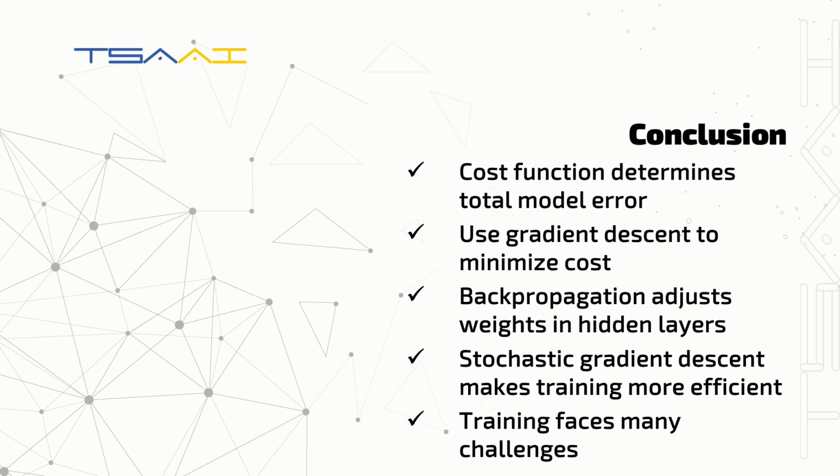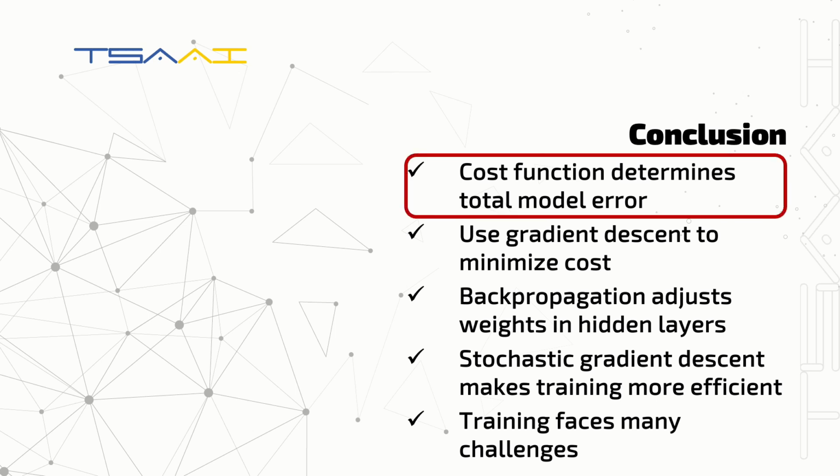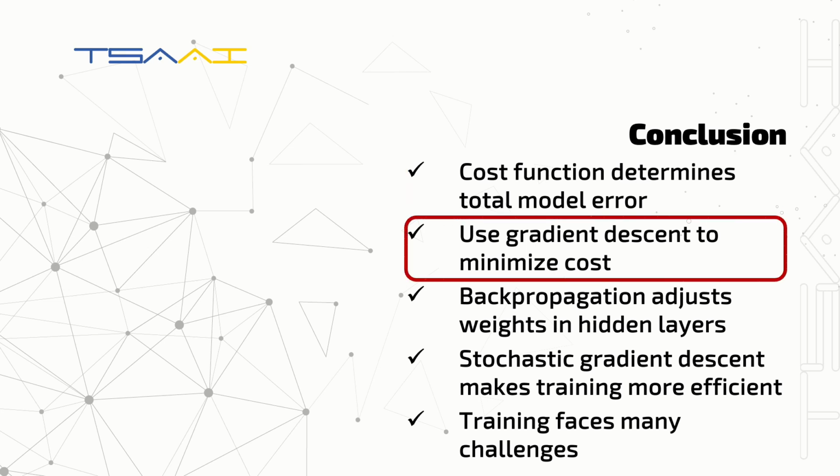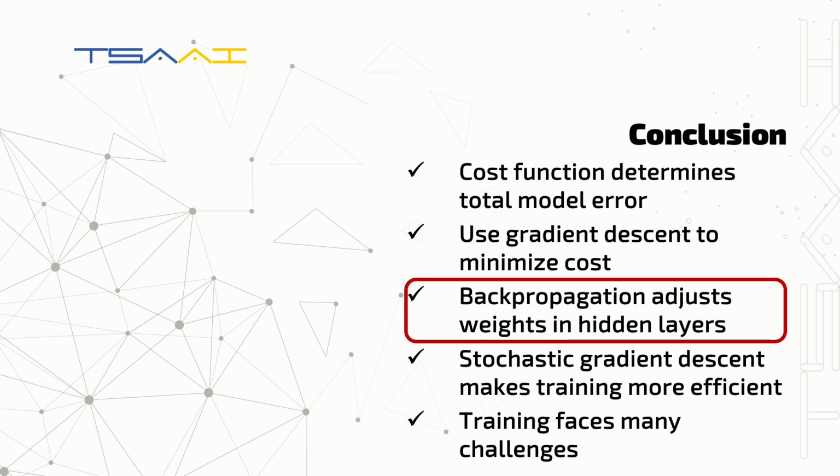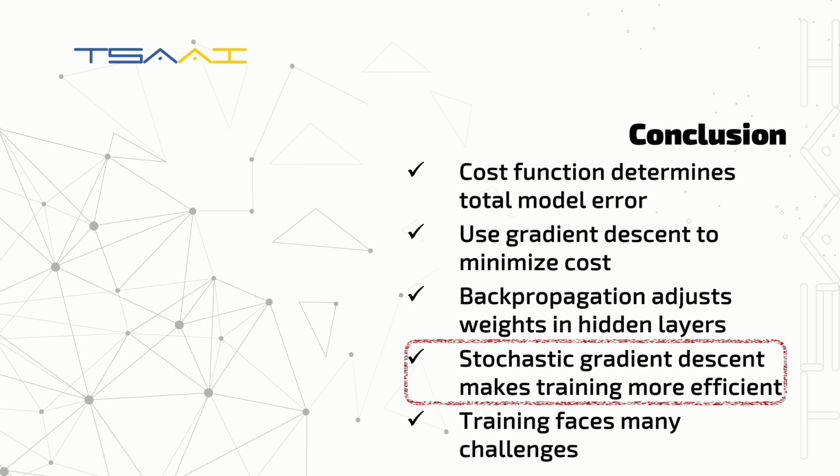And there you have it, the training process of a deep learning network demystified. Training is an iterative process of fine-tuning weights and biases based on cost functions that measure the error of the model. Gradient descent helps us to take steps in the direction of minimum error, guided by the calculated gradient. Backpropagation allows hidden layers to learn by propagating errors backwards. Stochastic gradient descent accelerates training by using smaller data batches.